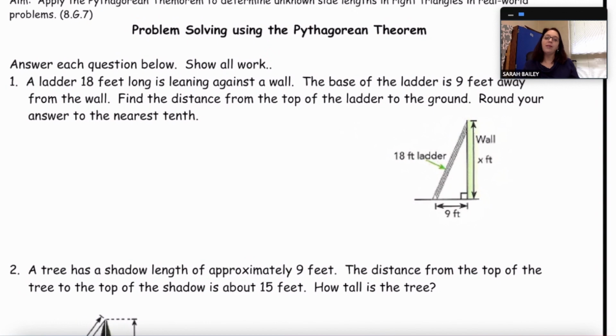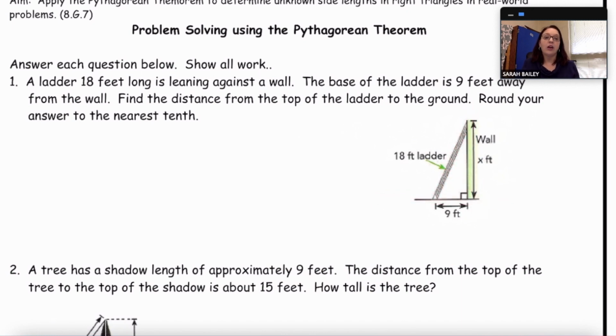So you'll probably see a lot of these ladder problems when you're dealing with word problems. They've already drawn a picture for us, so we don't have to do that. But you've got the ground, the wall, and then your ladder. And that's just a quick diagram. The wall is always going to be perpendicular to the ground. It's always going to form a right angle.